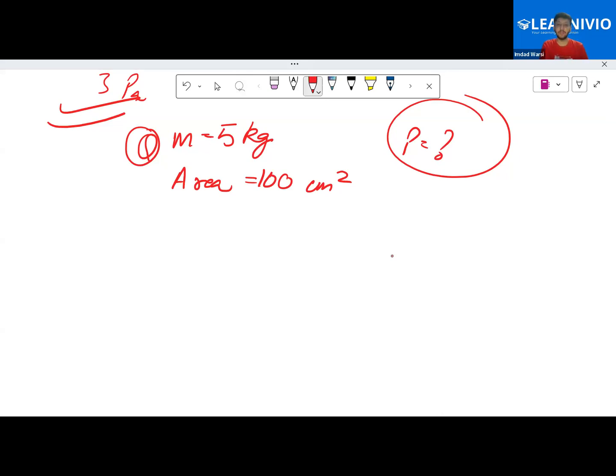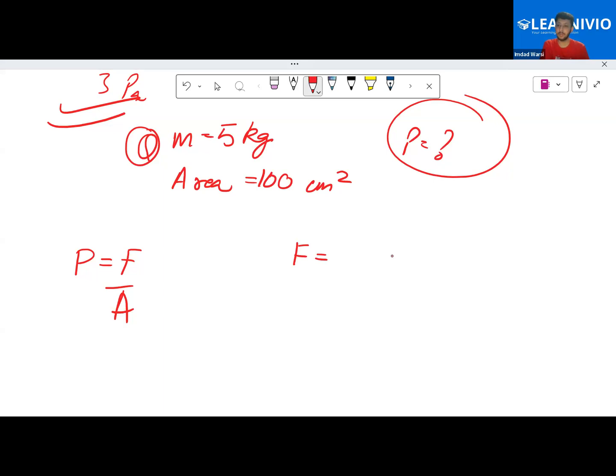So first, let's look at the screen. Okay, so pressure is asked. Pressure is equal to force upon area. Correct? Do you have area? Yeah. Do you have force? No. So what is force? Tell me the formula for force.